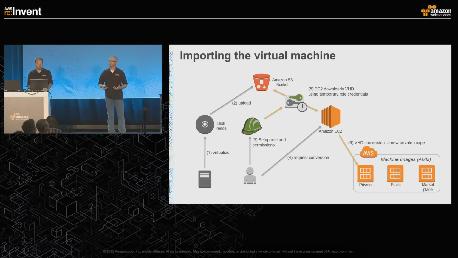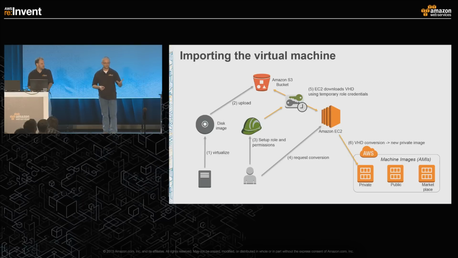So to actually do the import, it's a very simple three-step process, as far as you're concerned. You virtualize the hardware, or you take your existing VM, so that you have a virtual machine image file. You then upload that file to S3. Once the file's in S3, we need to set up a role and role permissions so that EC2 can access those artifacts. Even though this is within AWS and their services, EC2 does not have permissions to access your S3 artifacts unless you give it permission.